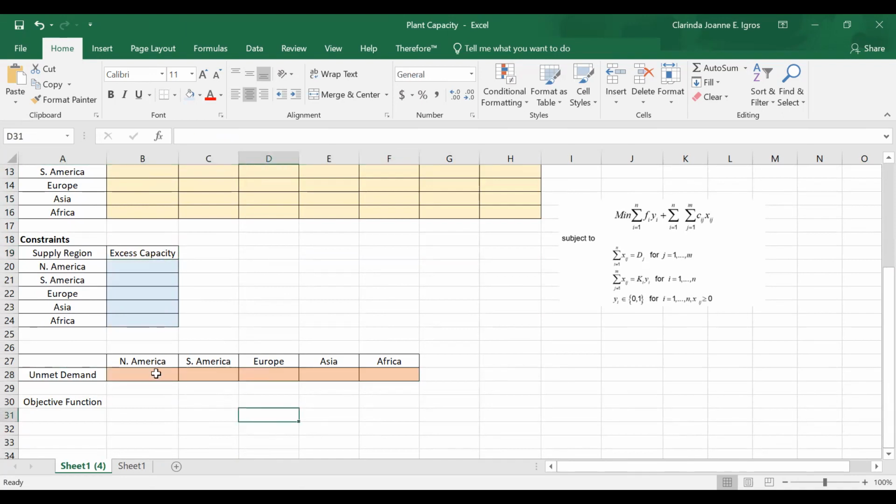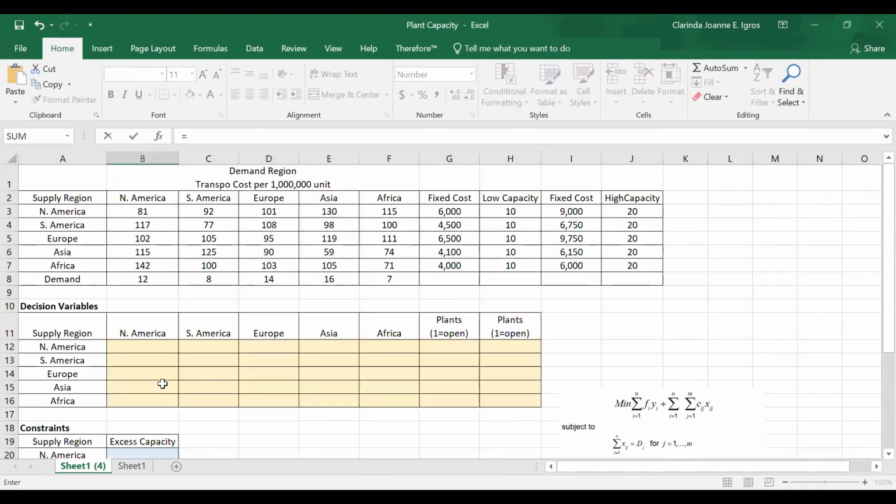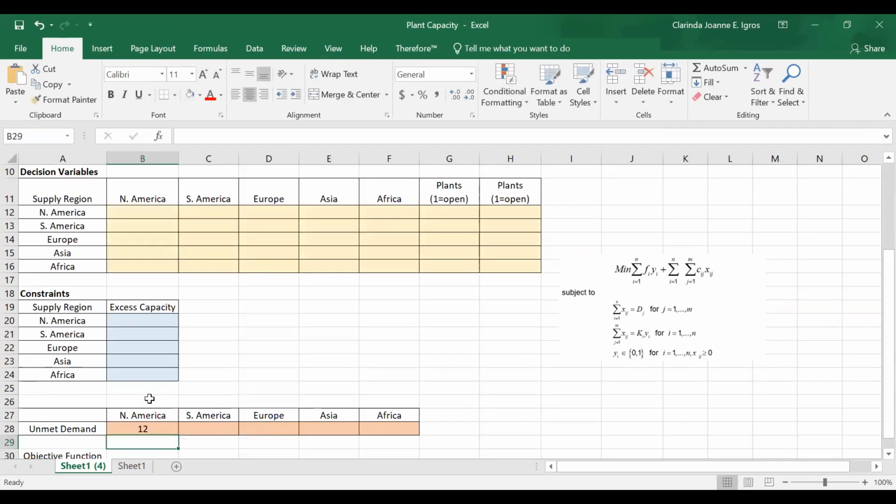So to compute for the unmet demand, it's just the demand of that particular area subtracted by the sum of the total supply for this one. So that's the computation for this unmet demand. I'll just drag this one for all the places.